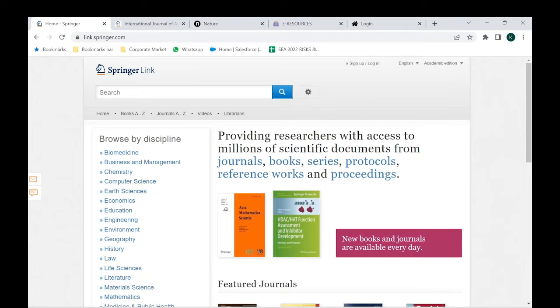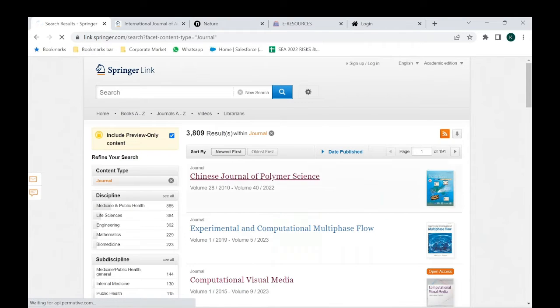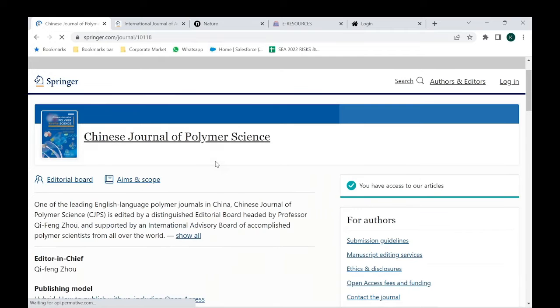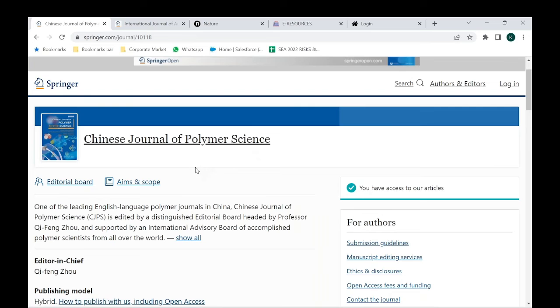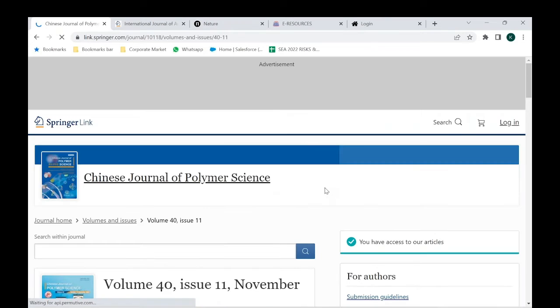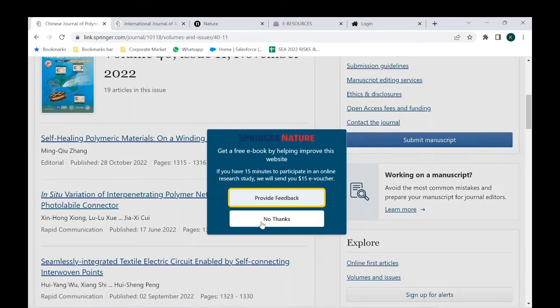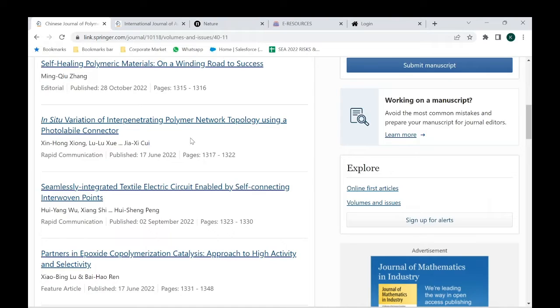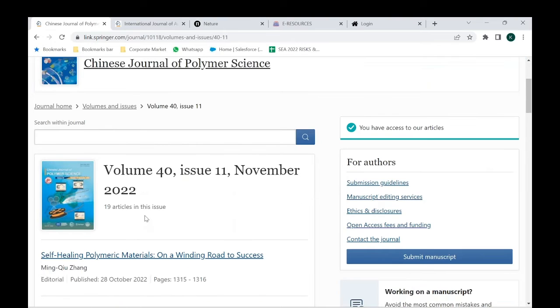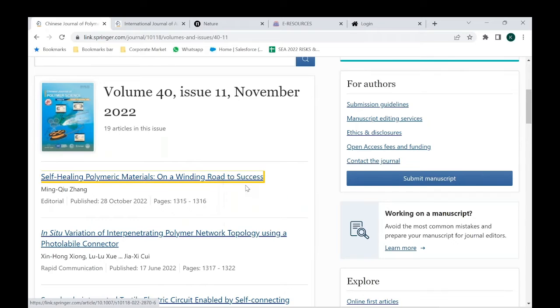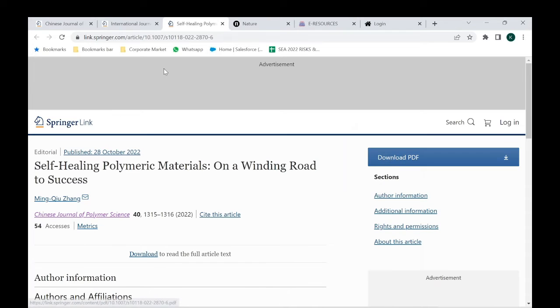Okay. So actually, the answer would be no. We require that you download each article individually. I'll be using an example here. Again, I go to this journal, for example, Chinese Journal of Polymer Science. If I go to the current issue, as you can see, there is no button to download the entire issue of this volume 40, issue 11. You would have to go into each individual article and then click download.